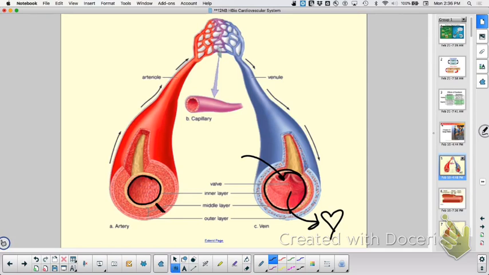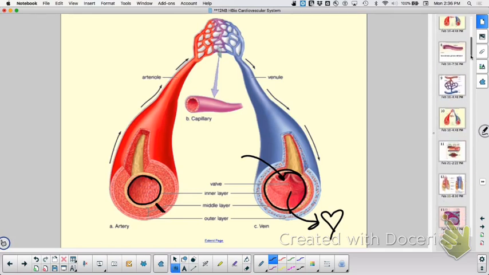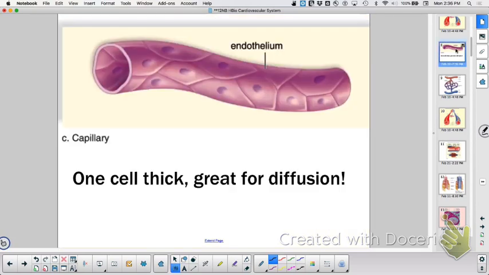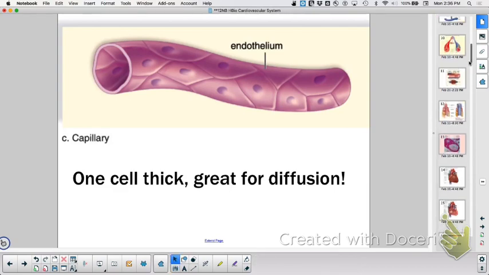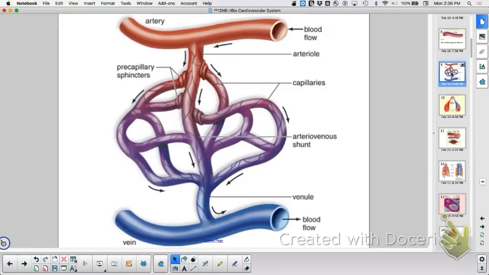Capillaries are only how thick? One cell. Yeah, one cell thick, and this allows for exchange of oxygen and nutrients and CO2 and waste, and it facilitates that. Good.